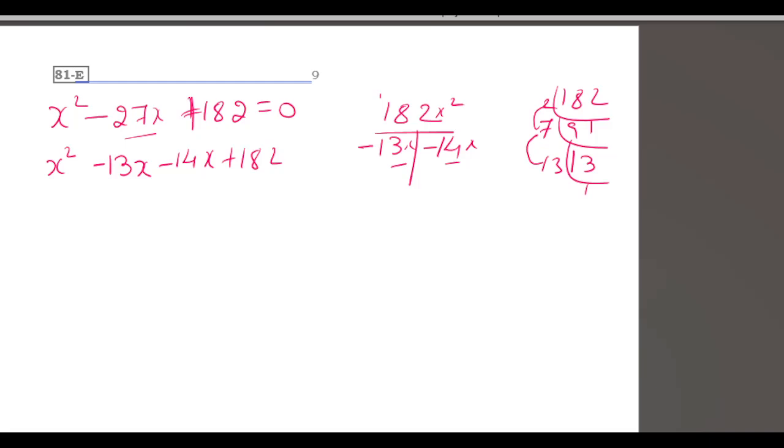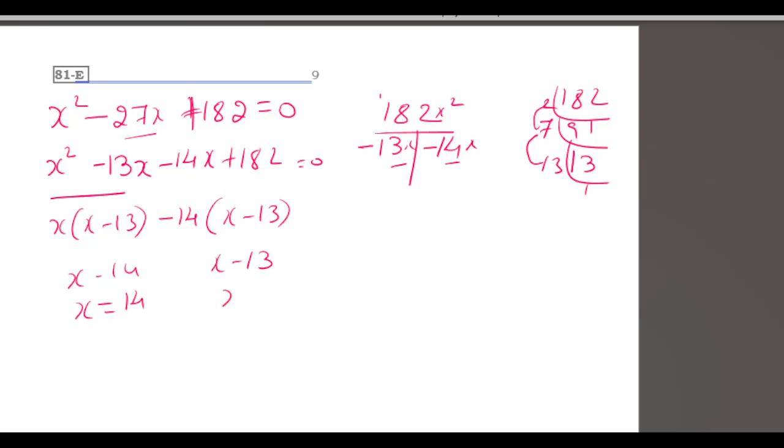Plus 182 is equal to 0. Now take common from these two numbers, that is x, so x minus 13. And from these two numbers we will take minus 14 common. So from these two we will take common, that is x minus 14 and x minus 13. So x is equal to 14 and x is equal to 13. These are the two numbers.